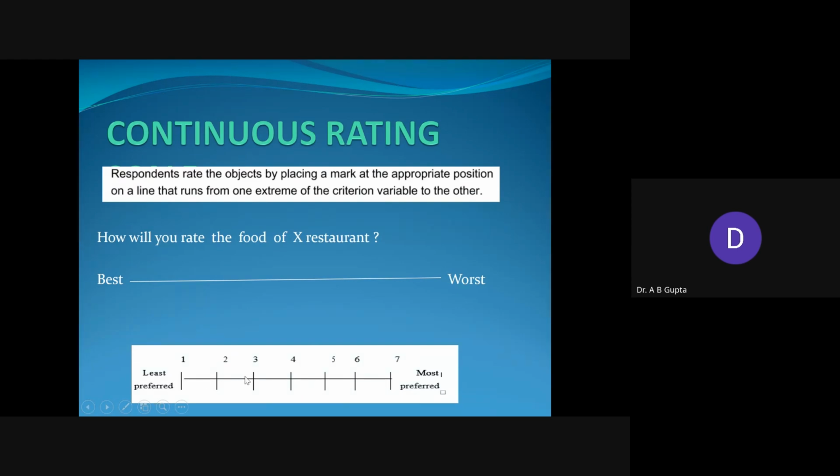So there is a continuity in the scale. I'm not asking them to tick at one particular point. They can tick at any point on the line. So this scale is called continuous rating.